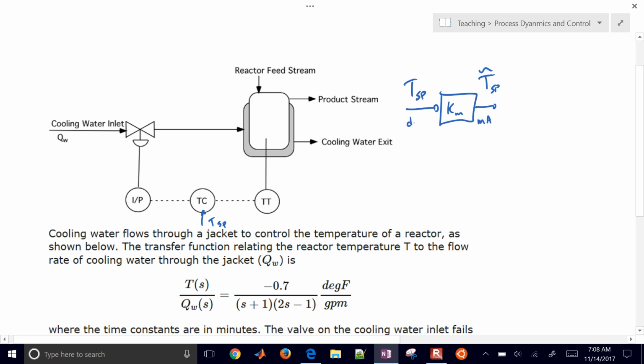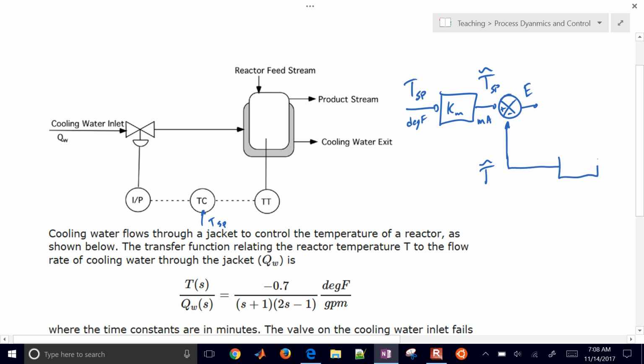Okay, this is going to be in degrees Fahrenheit, and then I'll compare that. Let me put a comparator here. I'm going to put an add and subtract there, and this is going to be my error. And that's going to be my error between my measured value, and that's going to be my temperature. I'll put that as a temperature tilde.